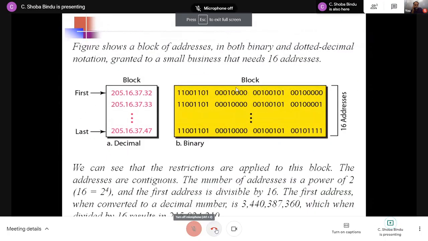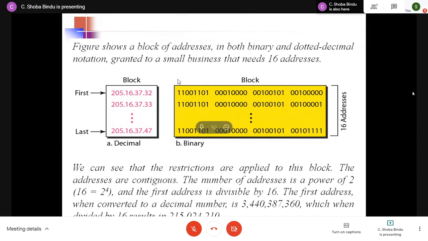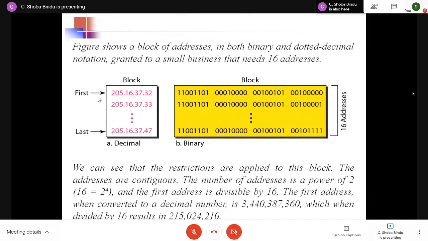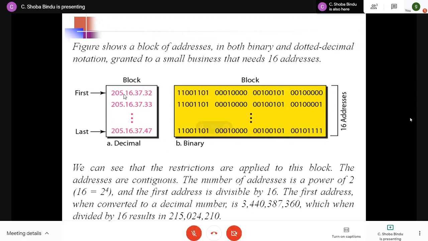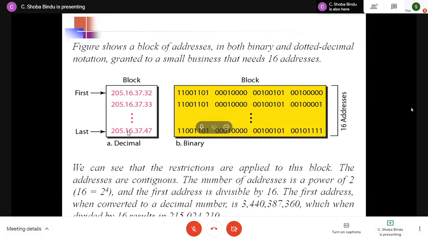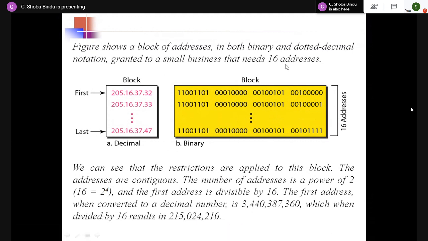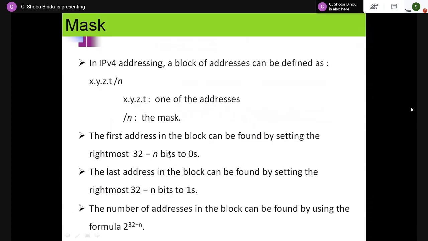It may start with any address, but the first address allocated for the block should be integer divisible by the size of the block, and the consecutive addresses are to be given for the block. So this is how any organization will be getting a block of IP addresses.